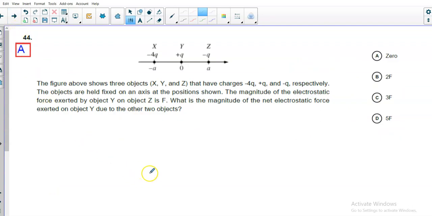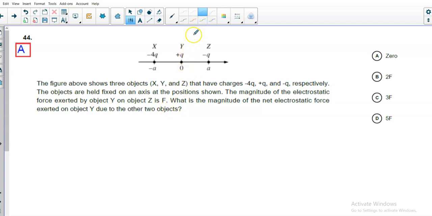Figure above shows 3 objects, x, y, and z, that have charges negative 4q, q, and negative q, respectively. The objects are held fixed on an axis of position shown. The magnitude of the electrostatic force exerted by object y on z is F. What is the magnitude of the net electrostatic force exerted on y due to the other 2 objects?